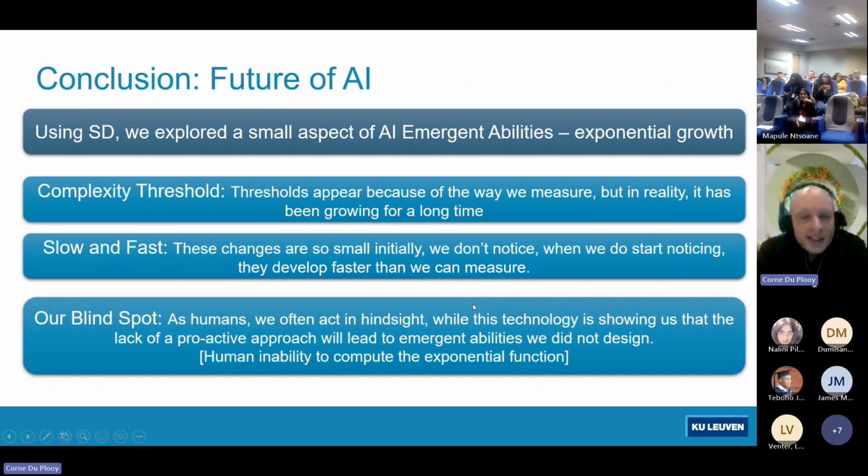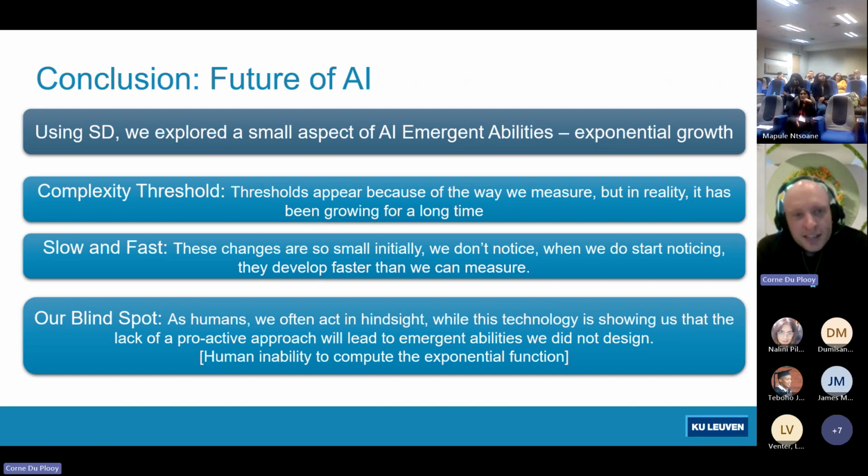Our blind spot as humans is that we really struggle to understand the exponential function, and that leads us to not always take a proactive response. And as you can see, these abilities are going to be part of society, and we're only going to realize it after it is part of society.